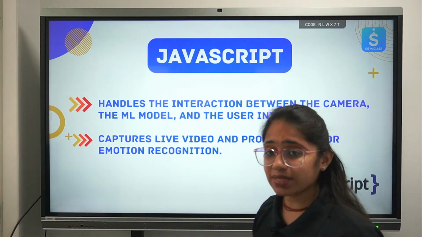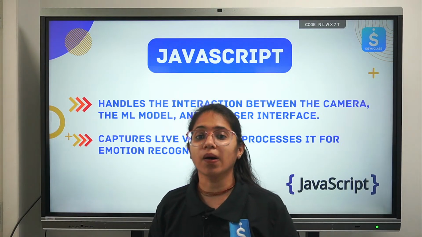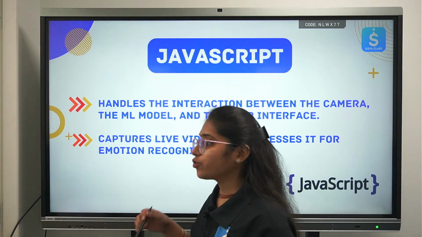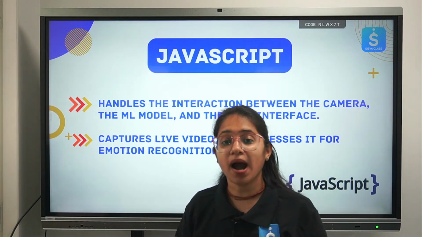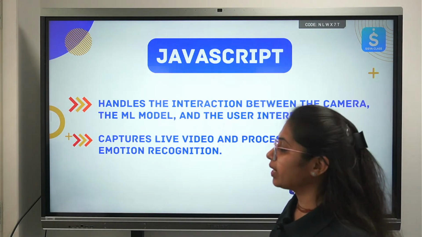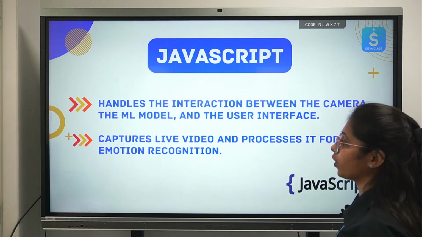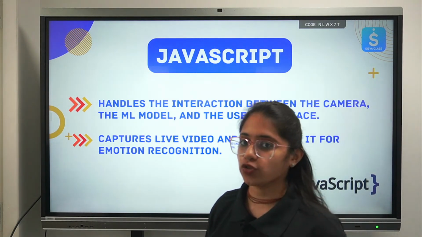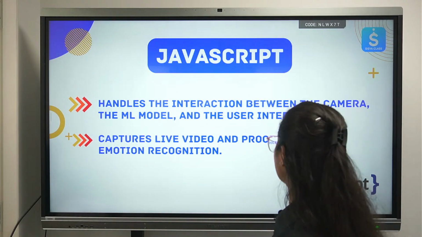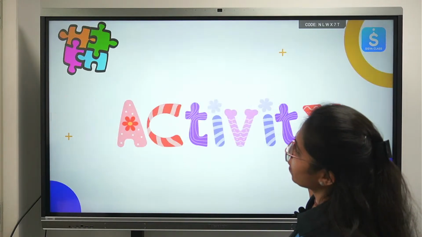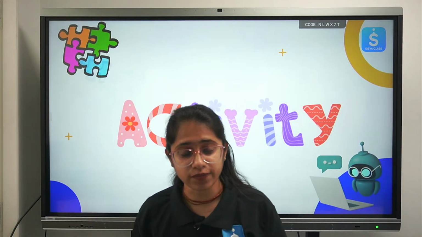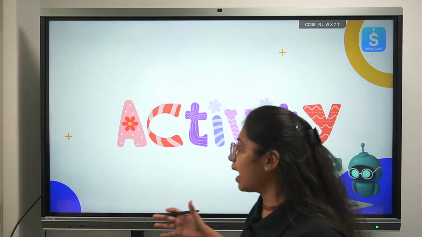So in today's class, as we are going to work on our camera and ML model web application, JavaScript is going to help us make it more responsive. It's going to capture live video and process it for emotion recognition. So to make your website responsive, we are going to add JavaScript coding as well. Okay, so now let's move ahead. We are going to start with our project. We're going to start with a very cool activity.